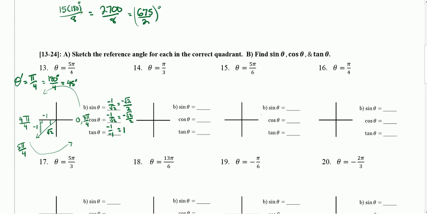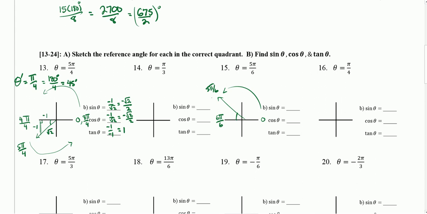For number 15, 5 pi over 6. Again, this is 0, moving counterclockwise. This is going to be pi, or pi is 180 degrees, but pi is equivalent to 6 pi over 6. So 5 pi over 6 is going to be in quadrant 2, which tells us our reference angle is the difference between them.